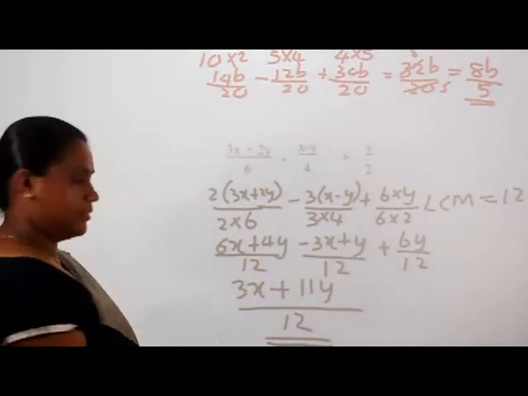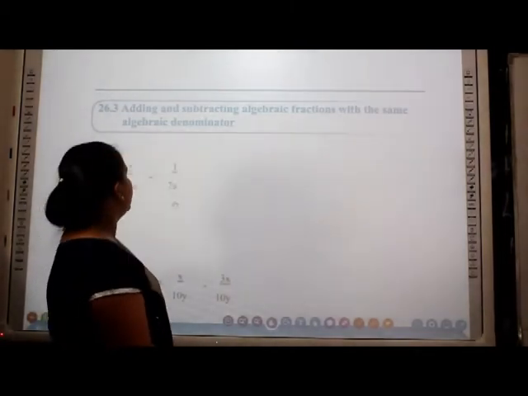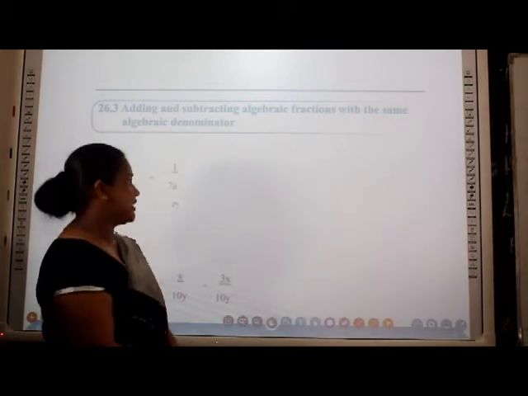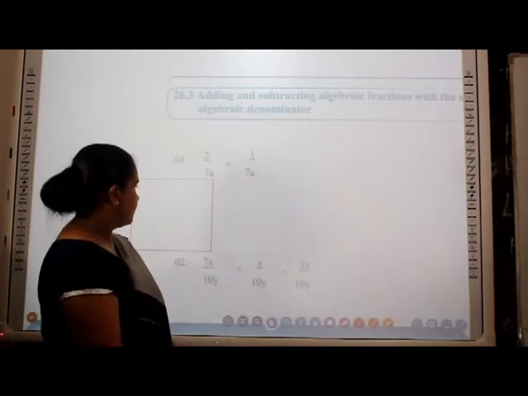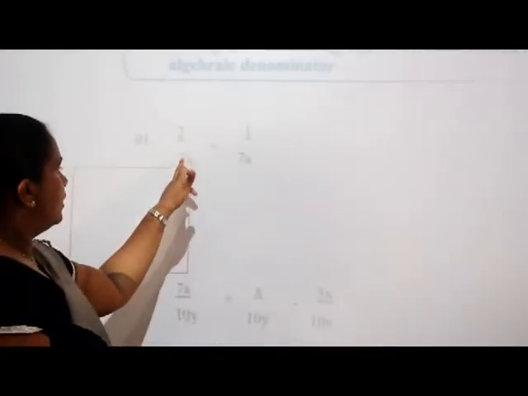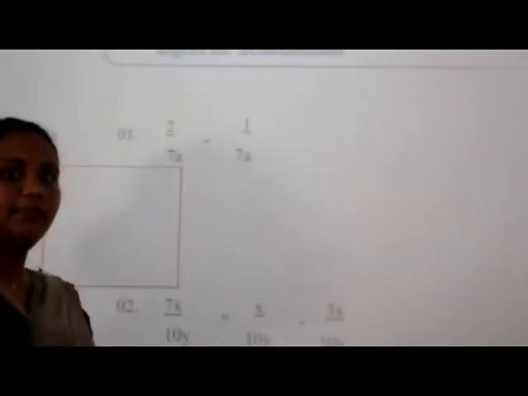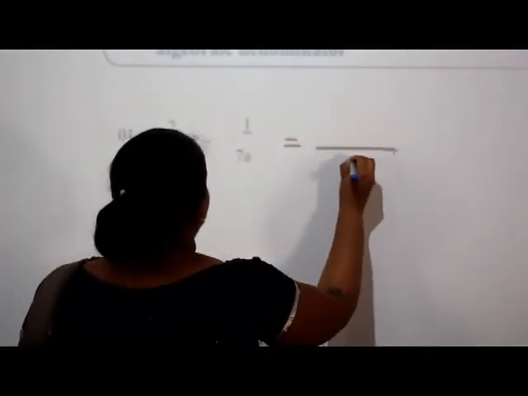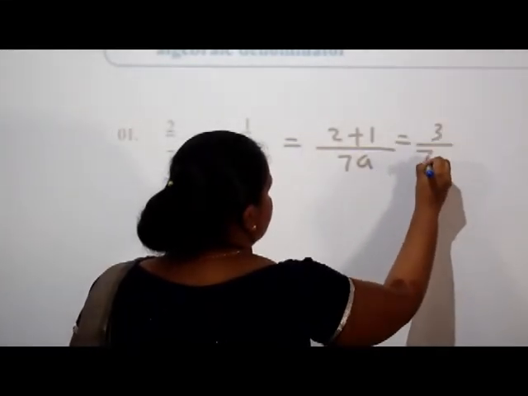Let's see another one. Okay. Now we are going to add and subtract algebraic fractions with the same algebraic denominator. Look at this example. Here the denominator part is equal. That is an algebraic term 7a. So when denominators are equal, you can simplify the numerators. So I will take common denominator 7a, then 2 plus 1. The answer is 3 over 7.